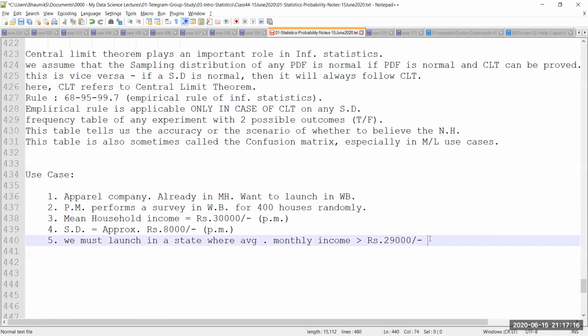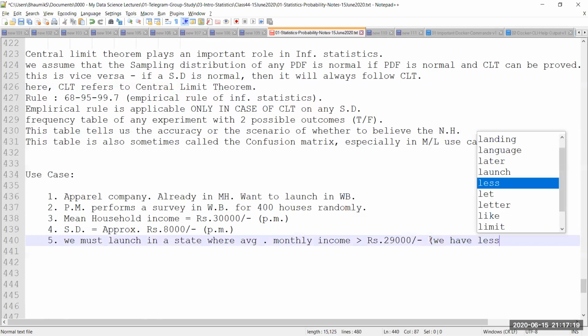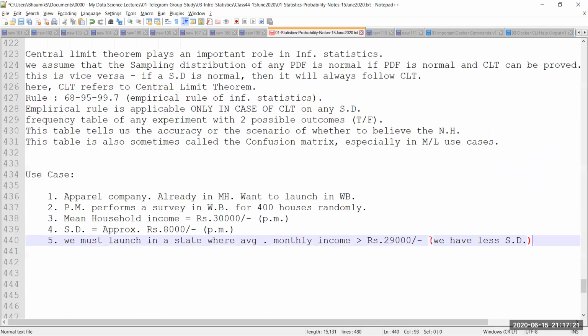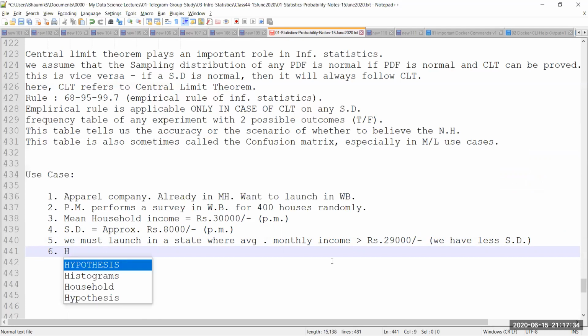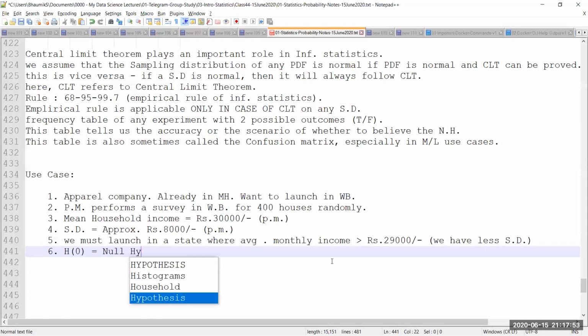So this is under the assumption that we have less variation or less standard deviation in the data. This is what she is saying. This is her null hypothesis. She says we should only launch the apparel in a state where the average income is greater than 29,000. So this becomes my null hypothesis. And when we define null hypothesis, we define it by the letter H subscript 0. Here I cannot write a subscript on my keyboard, so that's why I've given it a bracket. In any book, in any exercises, you'll find it as H subscript 0. That is known as the null hypothesis.